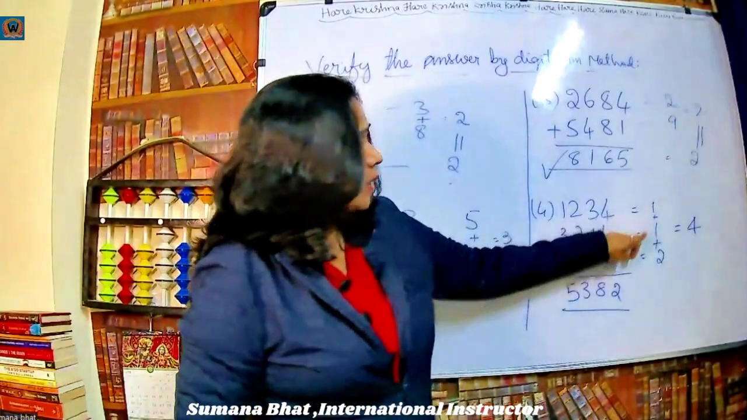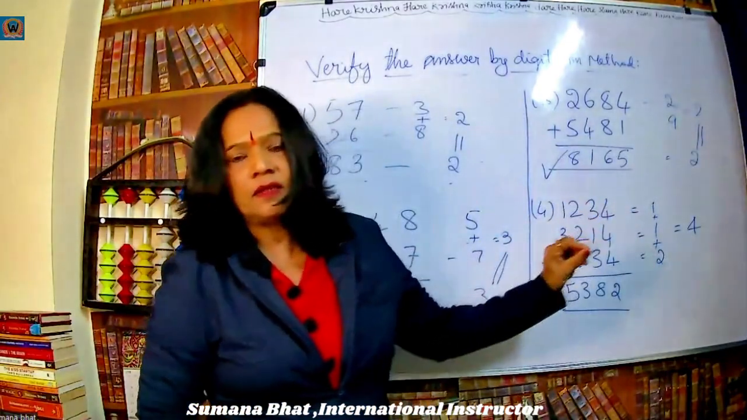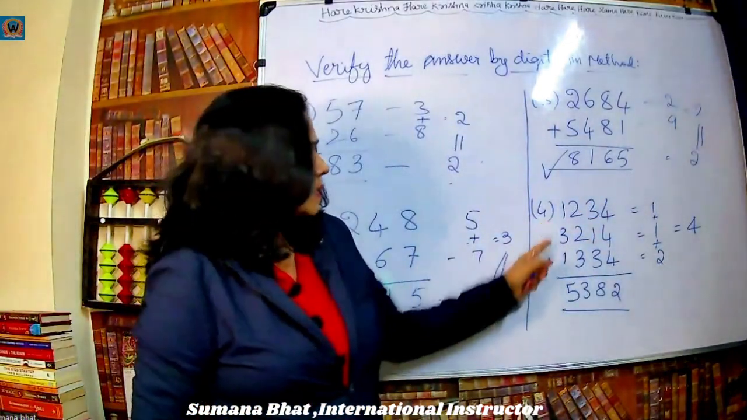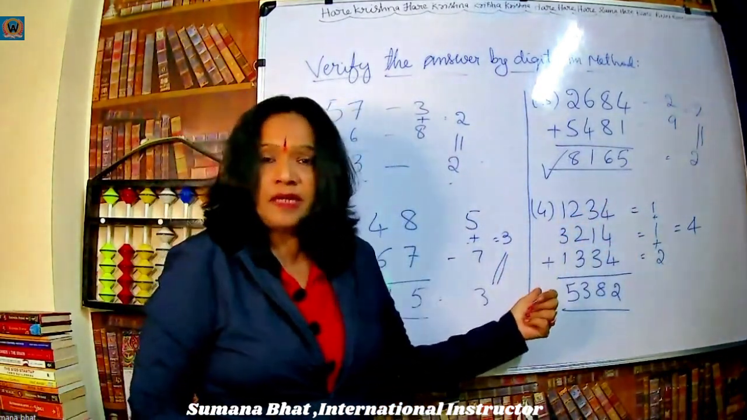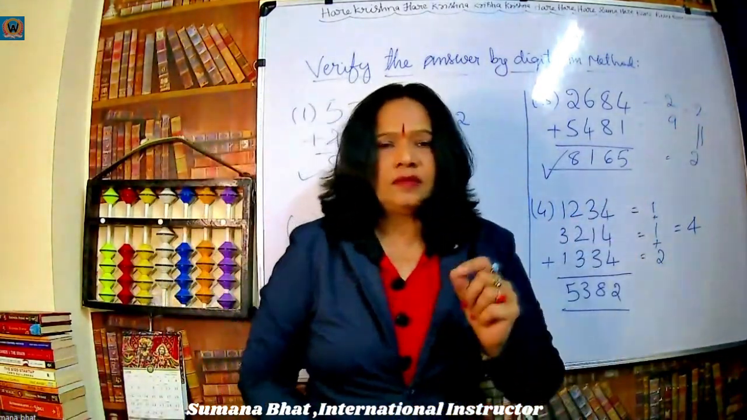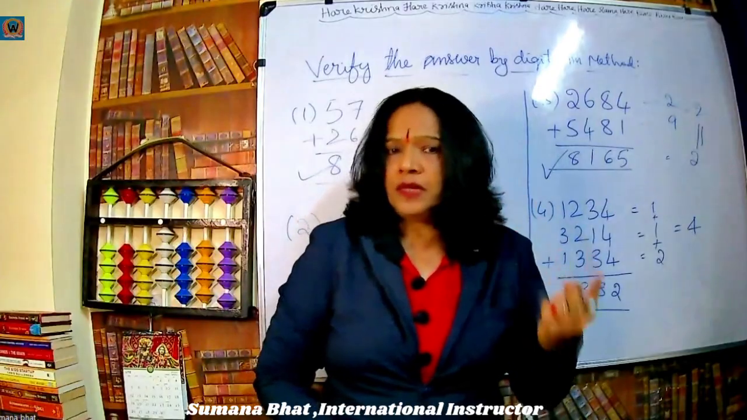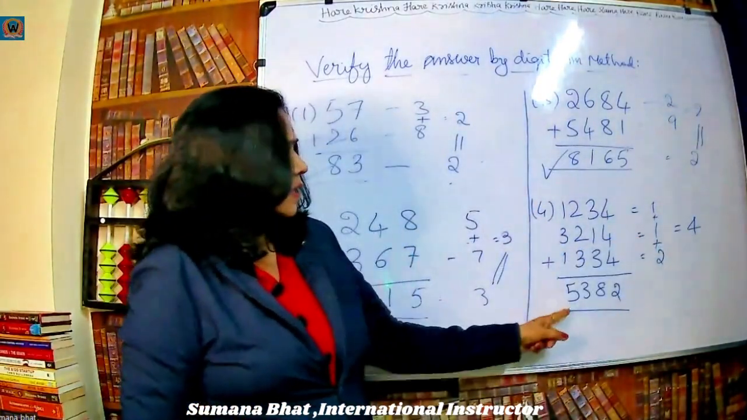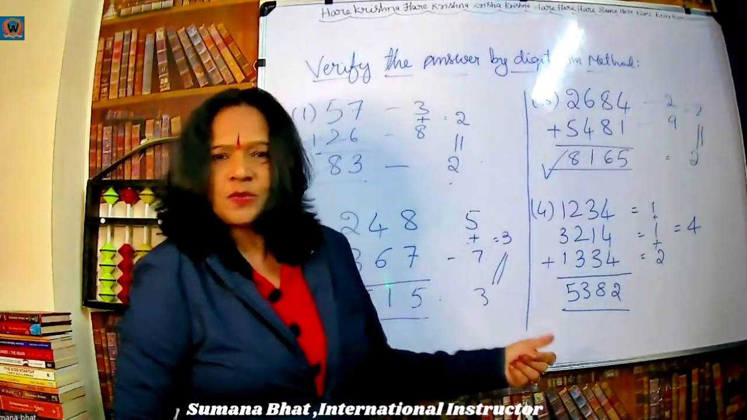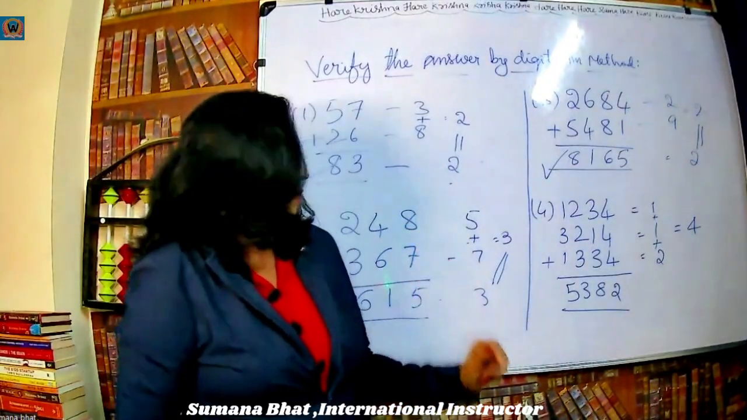See, we have to add these numbers once we get the digit sums. If it is addition, we are going to add. If it is subtraction, we have to subtract. If it is multiplication, the digit sums you are getting should be multiplied. According to the sign, we have to do that. Now let us check with the answer whether this is the correct answer or not.